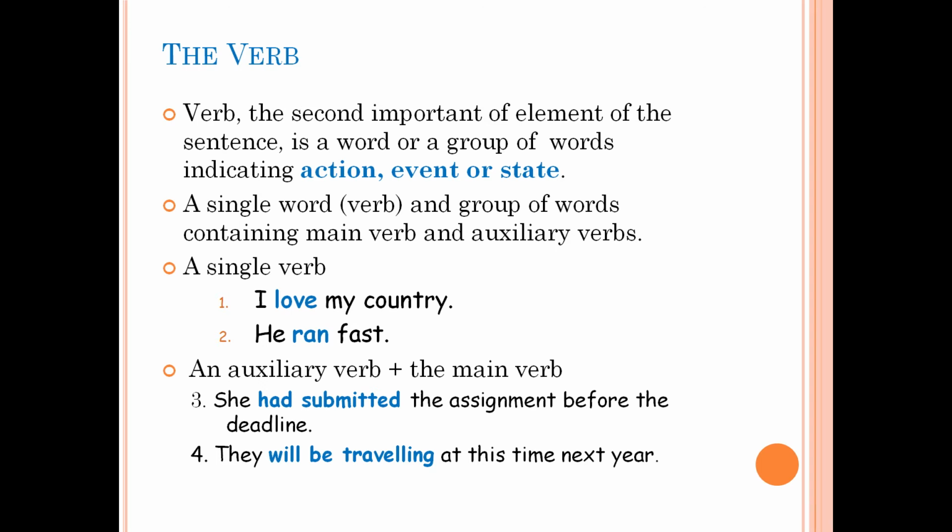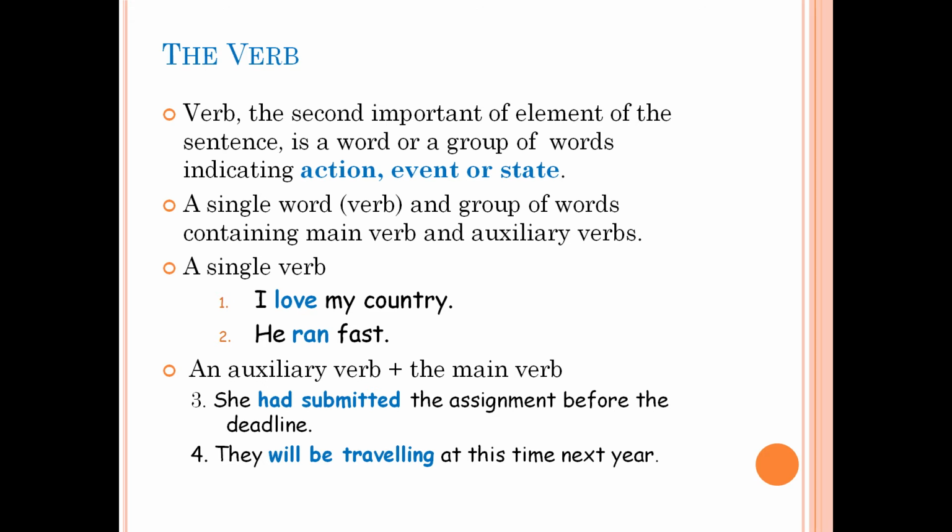Although it's quite easy to identify because the word indicates an action, event, or state. In the first sentence, I love my country. In this sentence, the word love is the example of a single verb and it shows the state. In the second sentence, he ran fast. Again, we have the example of a single word verb, that is ran, and it shows the action.